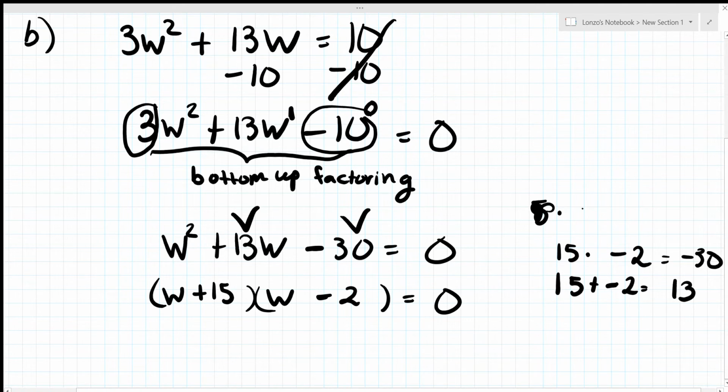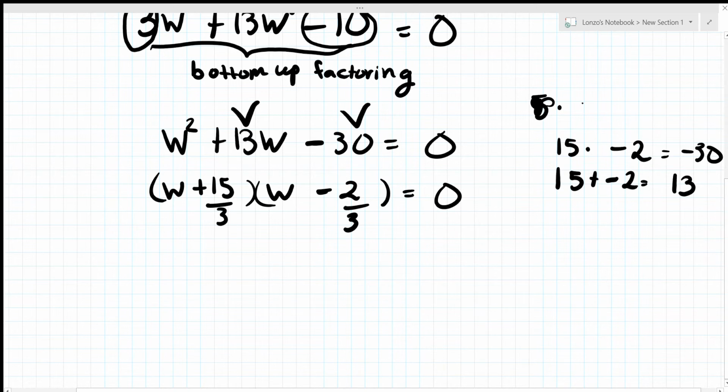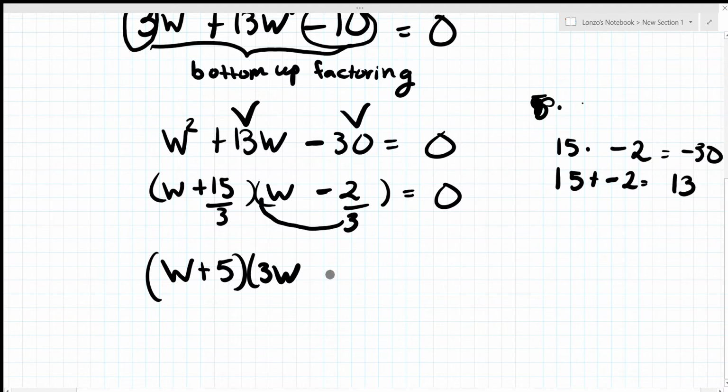Now what you do is go back to the original where we had the 3. Now you're going to divide 3 over here with the 15 and then the 3 over under the negative 2. So let's simplify. 15 over 3 actually simplifies to 5, right? So we can rewrite that as w plus 5. Now this is a fraction and then you can't simplify. This is where we call bottoms up factoring. So what you do is you move this 3 in front of the w, so it's going to be 3w, and then this becomes just regular negative 2.